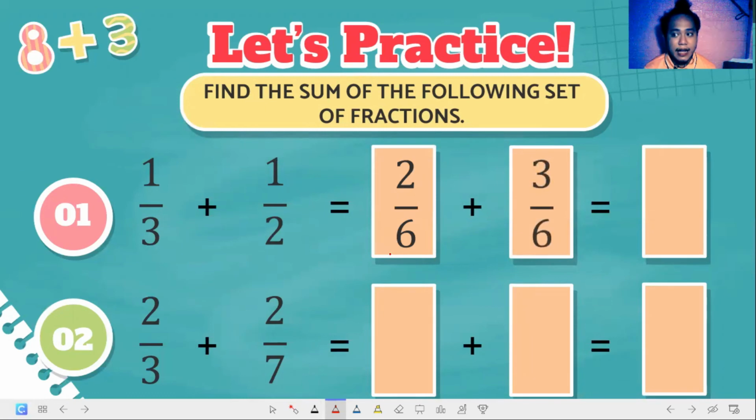So add the similar fractions. The answer will be 5/6. How about number 2? What is the equivalent? What is the LCD?